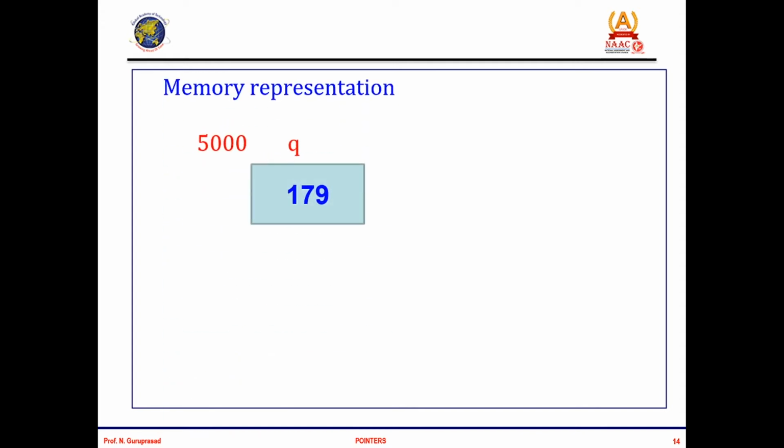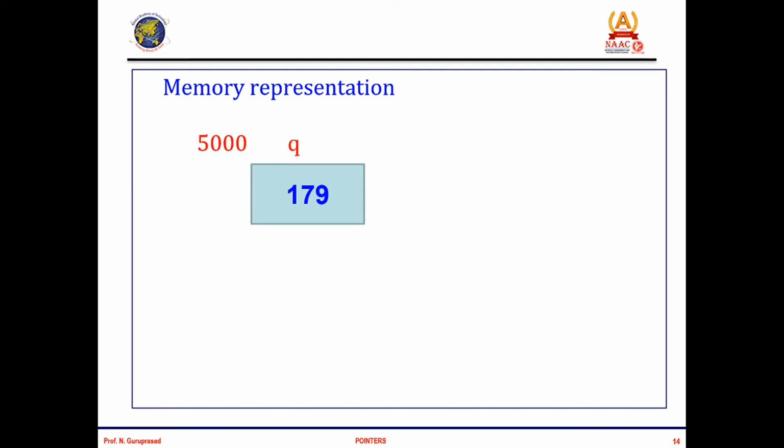So this is my q. Now watch out carefully. The value of q is 179, as we have seen in the earlier slide. So 179 is the data or value of q, and there is something called 5000 which is written slightly to the left of q. This is the place where variable q is stored in your memory. So this 5000 is actually called the address, where the variable q is stored. And that is what I said, that an address is a unique number which cannot be changed. As I told earlier, it is like your house number.